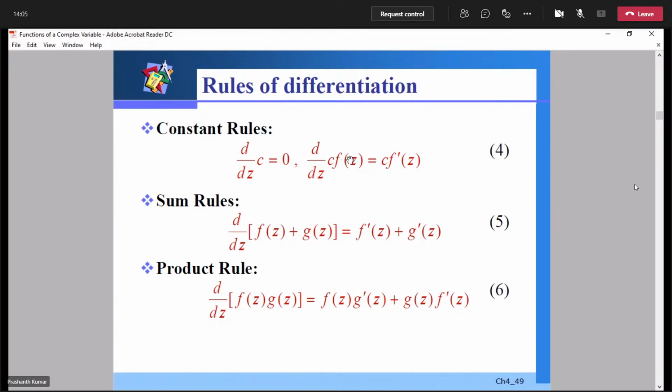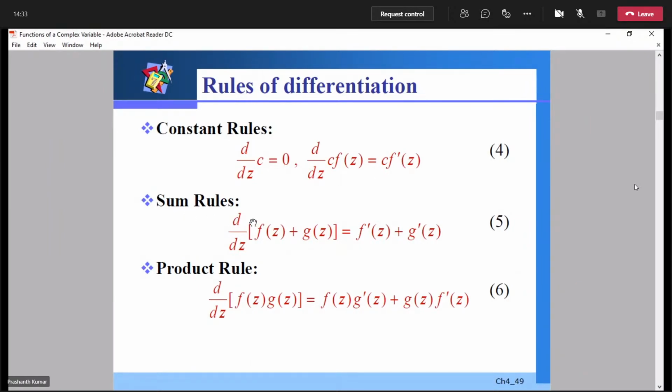So what does that mean? As with the derivative of real functions, the derivative of 2x is equal to 2 into the derivative of x. In the same way, the derivative of c into f of z is equal to c into the derivative of the function f of z, which we write as f dash z.